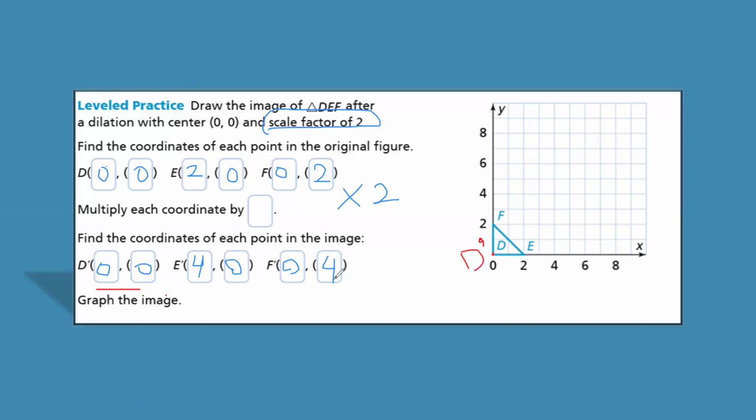E prime, 4 and 0. This is 4 and 0. F prime, 0 and 4. This is F prime, 0 and 4. So I get my new figure. This one. So we directly use a scale factor to multiply my points to get a new figure, the image of my shape.